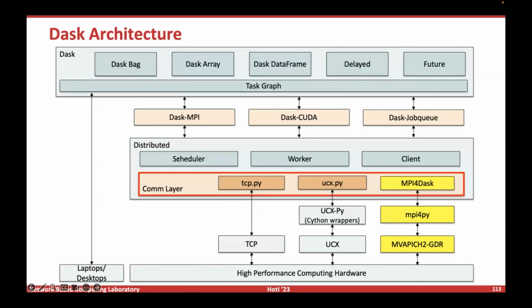And this is the stacked overview of the Dask ecosystem. Starting from the top, we have the Dask libraries. Then we have some packages which are really handy, like Dask MPI, Dask CUDA, Dask Job Queue. And distributed is the most important one here because this supports parallel and distributed execution like scheduler, worker, and client, but then it also has support for communication. So TCP is already available, UCX is added by NVIDIA folks, and then these yellow boxes, MPI for Dask working on top of MVAPICH2-GDR through MPI for Py, are essentially our additions to the Dask ecosystem.